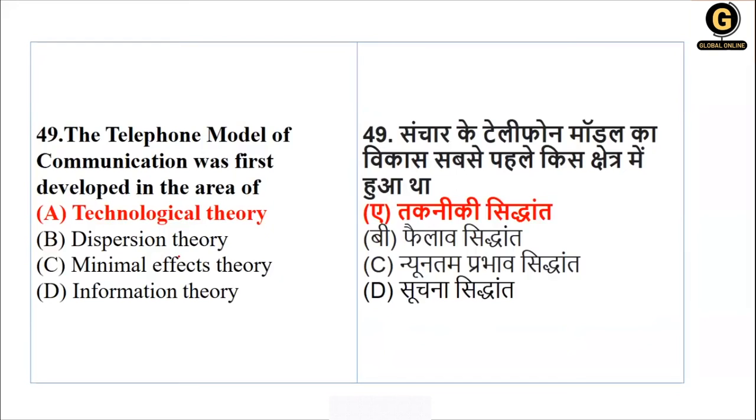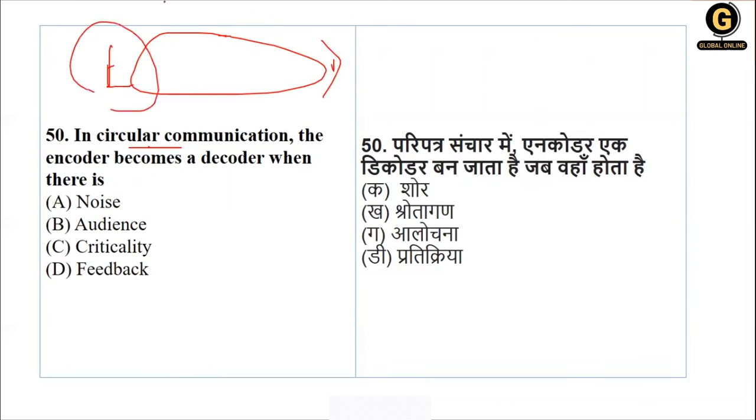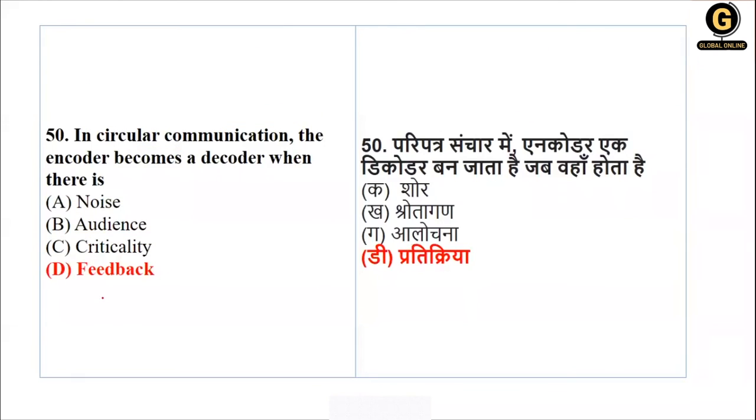And here we are at the last question of our series: in circular communication, the encoder becomes a decoder when there is. See, ये circular communication है, ये encoder है और ये decoder है, पर इन्होंने question क्या पूछा है, encoder becomes decoder. Encoder decoder कब बन जाएंगे, when there is noise, audience, criticality, or feedback. Obviously noise, audience, criticality होगा नहीं. Encoder decoder कब बन जाएंगे, जब decoder will give the feedback to them. So the right option is option number D, that is feedback.